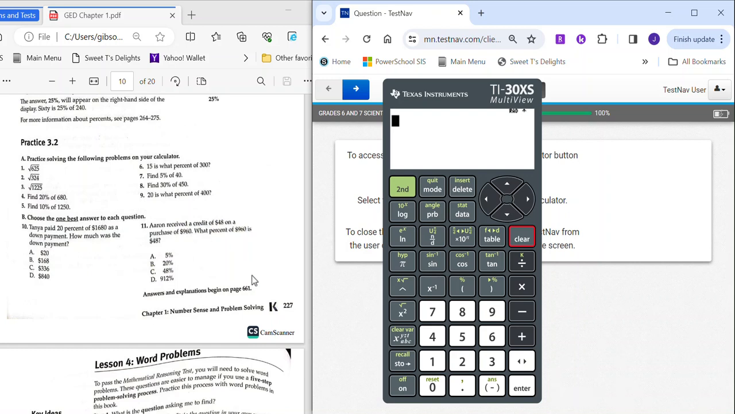Now for 11, Aaron received a credit of $48 on a purchase of $960. What percent of 960 is 48? So we know 48 is a part divided by the whole, which is 960. And then we do the arrow percent, second, arrow percent, enter. So that'll be 5%, which is A. Now, that finishes off this problem here.